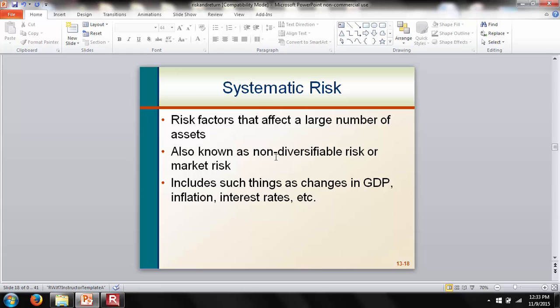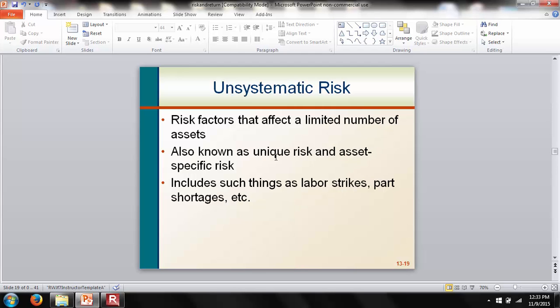So what are some examples? Some examples are changes in GDP, inflation, interest rates, etc. Okay. On the other hand, what is unsystematic risk? Unsystematic risk is risk factors that affect a limited number of assets, also known as unique risk and asset-specific risk. So what are some examples? Labor strikes, part shortages, and so on.